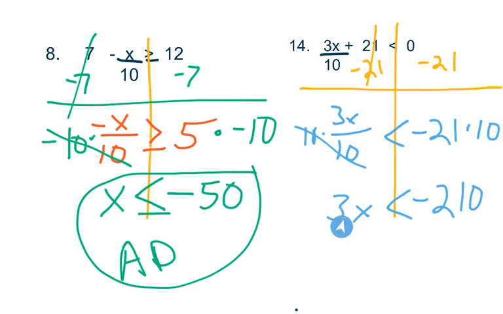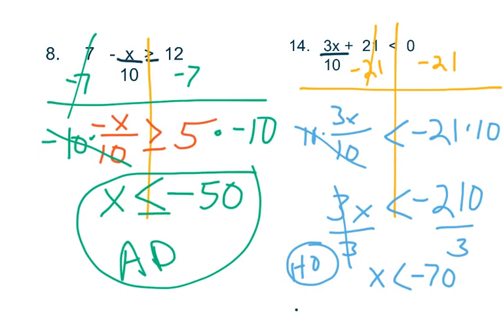And then finally, divide both sides by 3. Because this is multiplication, I can undo this multiplication, so I'm going to divide this by 3 and this by 3. So the 3s cancel. x is less than negative 210 divided by 3, which is negative 70. So look on your paper. Is there an x is less than negative 70? Yes, that is HO.